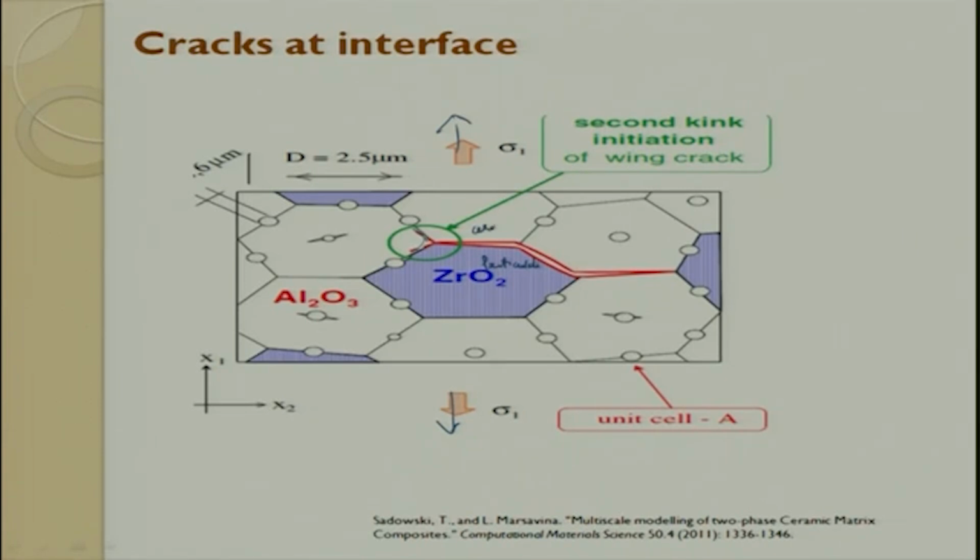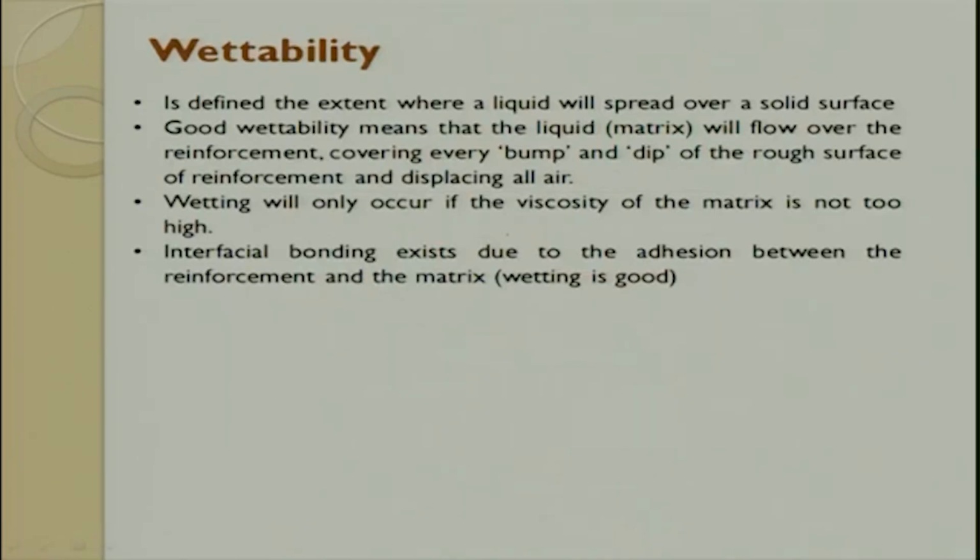The most important property between the ceramic which is used as a particulate and the ceramic which is used as a matrix, for these two to have a very good attachment, we need to look at their wettability property. Wettability property becomes very, very important. The liquid which spreads over the solid is wettability. Good liquid wettability means the liquid matrix will flow over the reinforcement. Here it is already ceramic, so you can't take it to the liquid phase. So you have to ask how you make this wettability property very good.